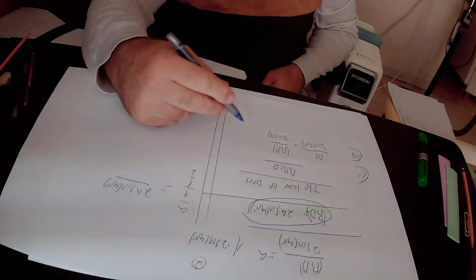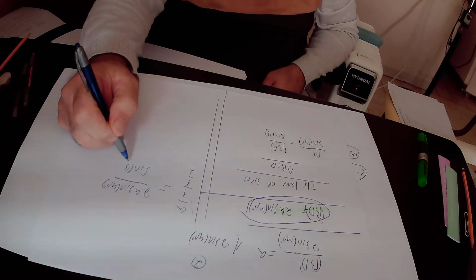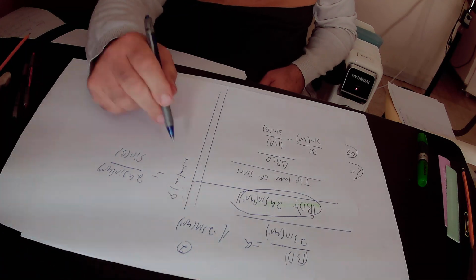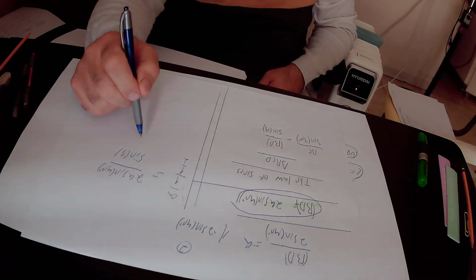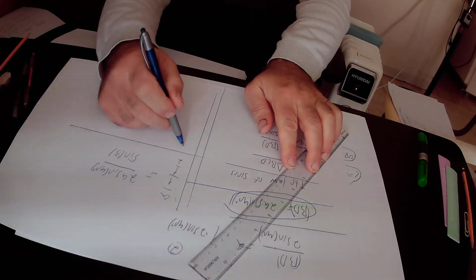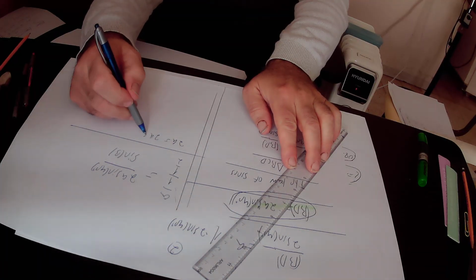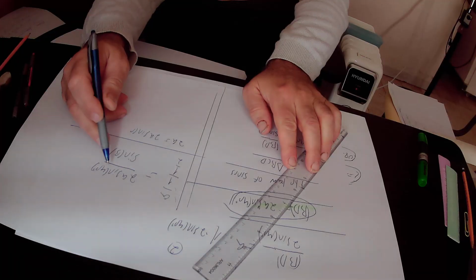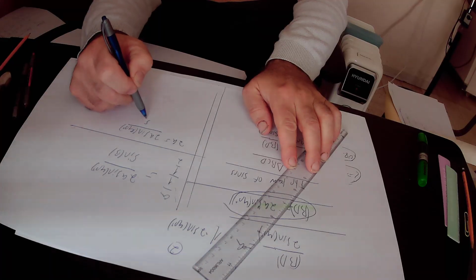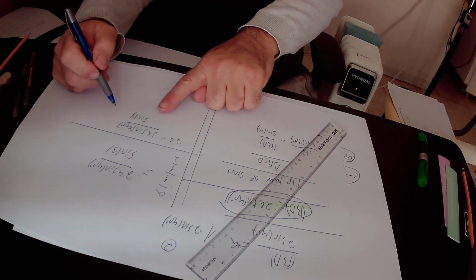Over sine beta. Sine beta is the missing one again, so we leave it as it is. So in total, according to the law of sines in triangle BCD, A over 1/2 equals 2A sine 40 degrees over sine beta. A over 1/2 is 2A. So 2A equals 2A sine 40 degrees over sine beta.